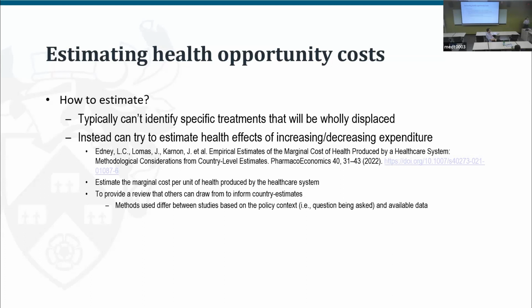So to start out, what you would ideally want to do is just look at what is going to be displaced when you fund a new healthcare intervention. But this is pretty much impossible to do in real life. So instead, what we need to do is to try and estimate the health effects of increasing or decreasing expenditure. And from this review, what we found is that the methods used by different countries and different authors looking to do this differed. So there isn't really one obvious template that should be used. It really depends on the policy context of the question being asked and the kind of data that is available.